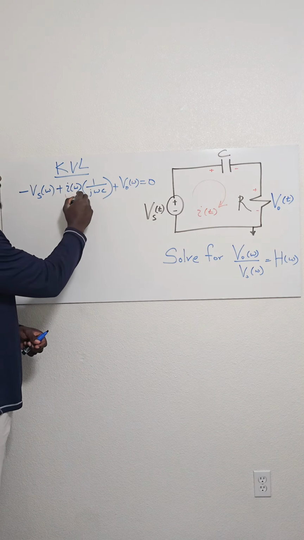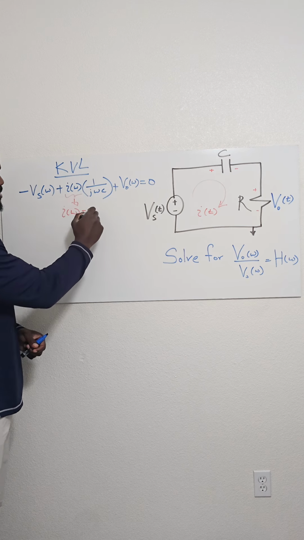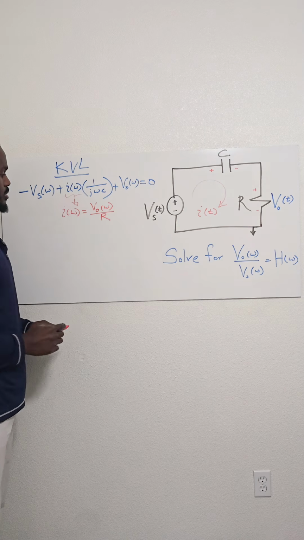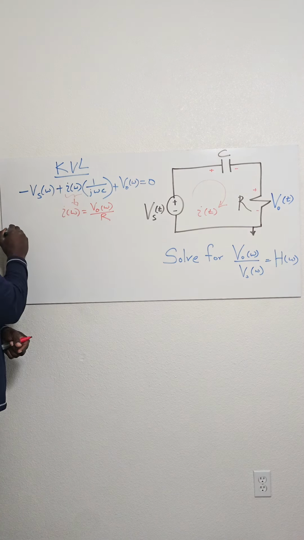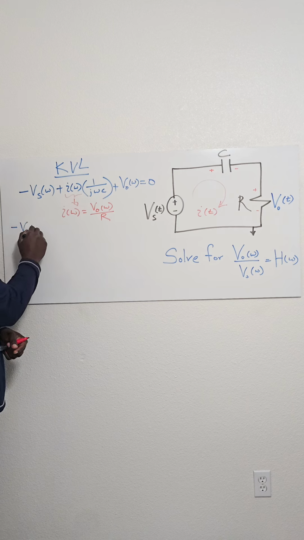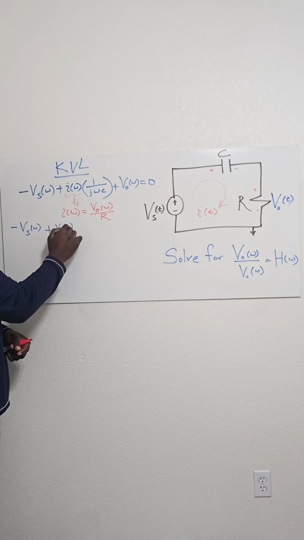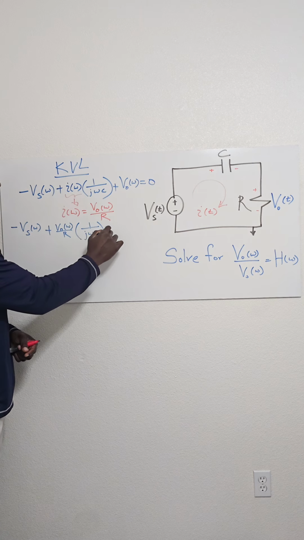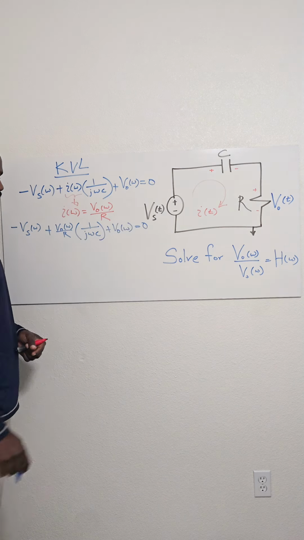Now, this I of omega can be written as simply V out of omega over R. So I'm going to go ahead and plug that in to my equation. So then I get minus Vs of omega plus V out of omega over R times 1 over j omega c plus V out of omega has to equate to 0.